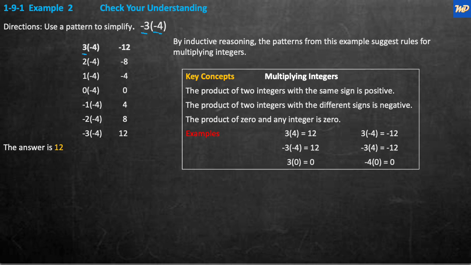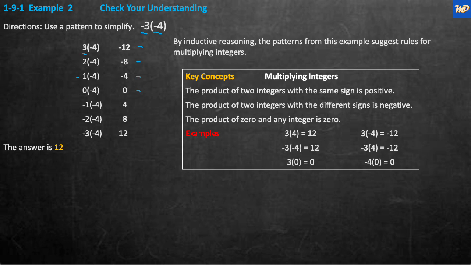And the pattern going down is just like the one in the previous slide. A positive 3 times the negative 4 is negative 12. 2 times the negative 4, so positive 2 times the negative 4 is negative 8. Then 1 times negative 4 is negative 4. Going down, we're going to get to 0. 0 times negative 4 is 0. 12, 8, 4, 0.